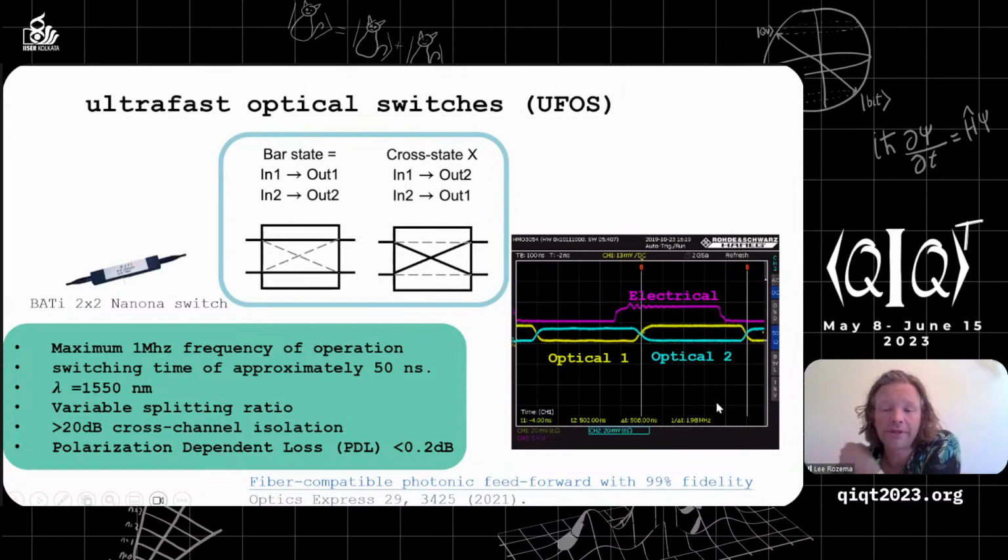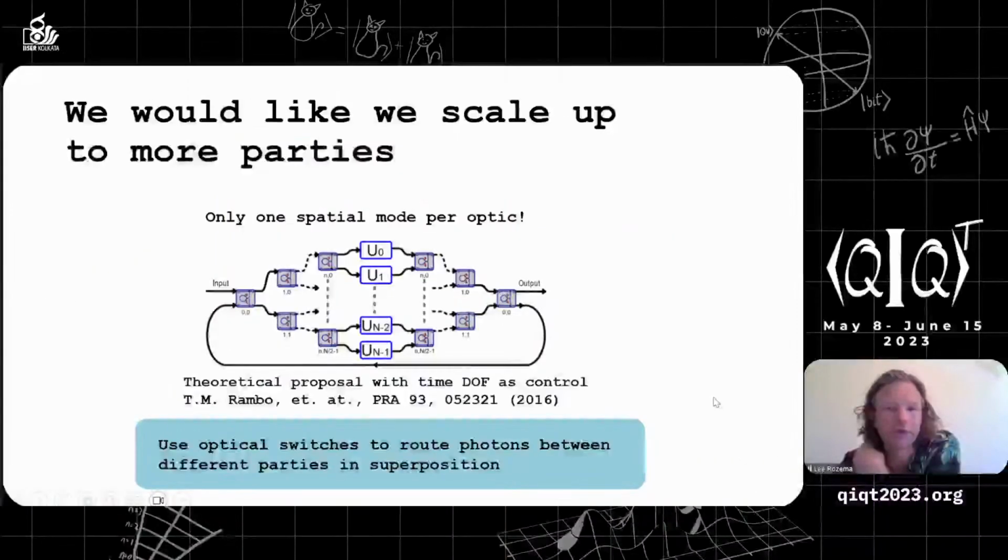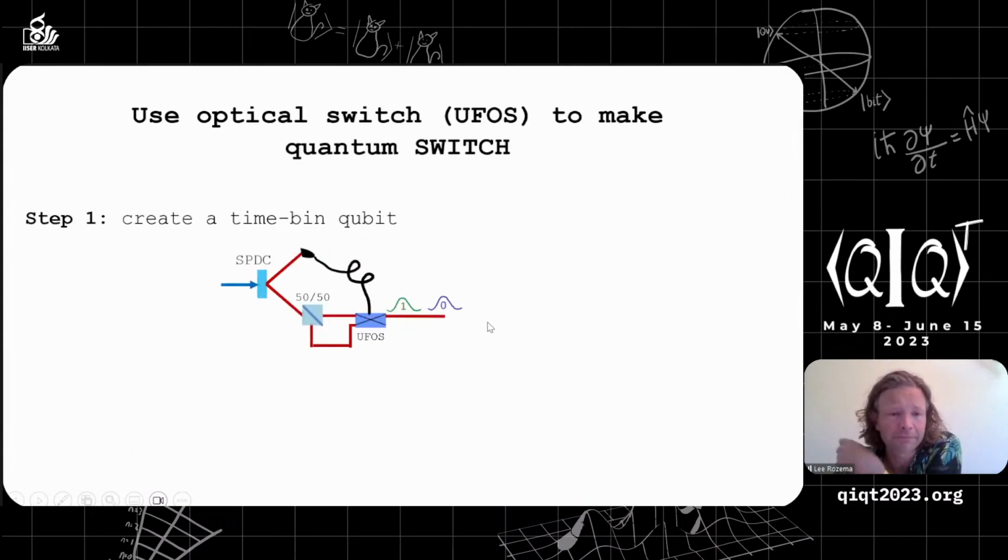So now we want to use these optical switches to create a quantum switch. And the way we're going to do this is based on a theoretical proposal by Rambo in 2016, where we're going to create a network of optical switches to route the photon through these gates in a superposition of different orders. And in this theory paper, they talk about a precise architecture in which we can scale this up to multiple parties. And the nice thing is we only have one spatial mode traversing each optic. However, there is a cost. I'm just hiding the difficulty somewhere else, and I'll get to that a bit later.